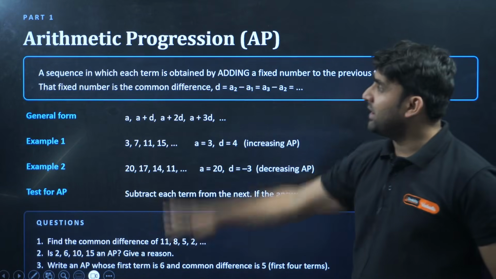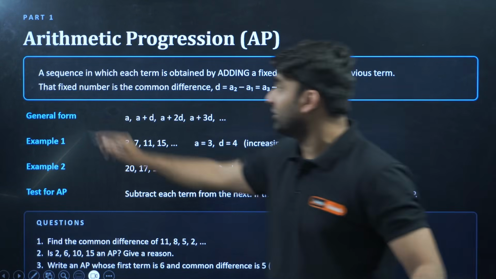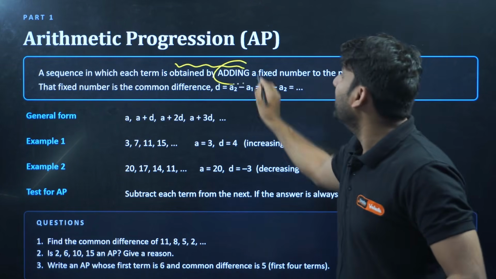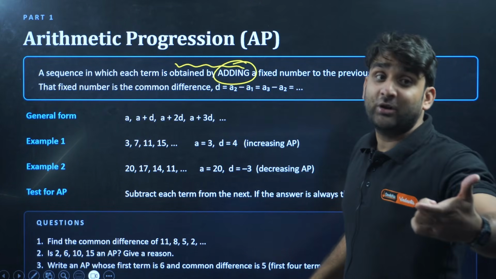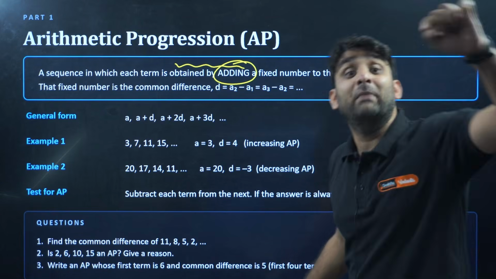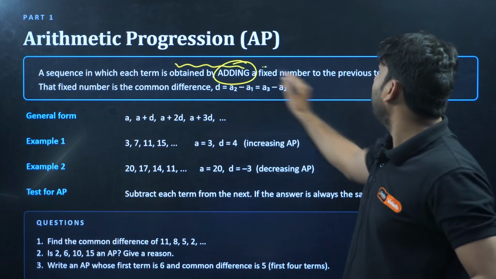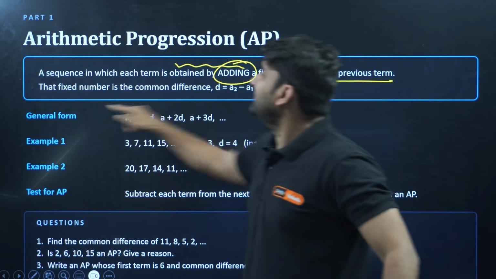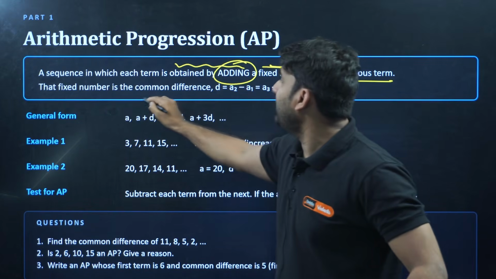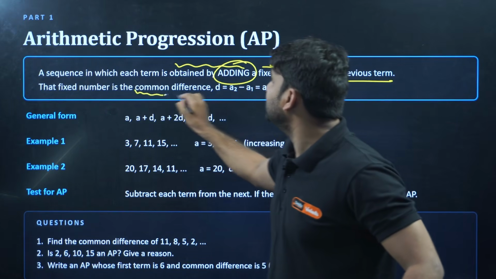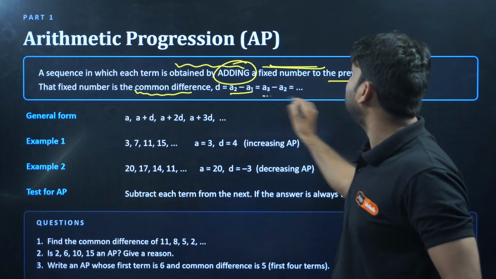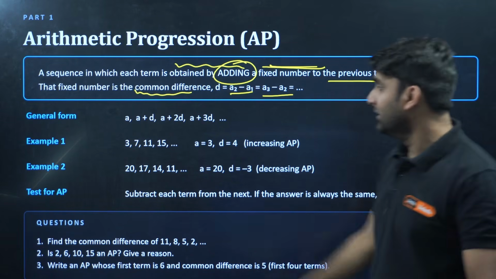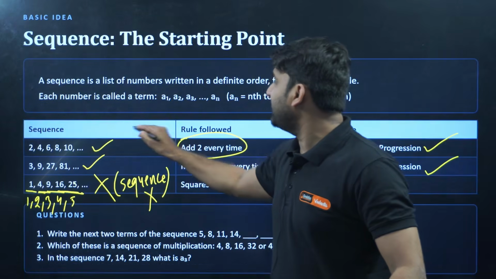Moving ahead. Now let's talk about arithmetic progression. A sequence in which each term is obtained by adding a fixed number to the previous term. But in geometric progression, each term is obtained by multiplying. That fixed number is called the common difference, and the common difference is equal to A2 minus A1, A3 minus A2, A4 minus A3, A5 minus A4. You can write anything.